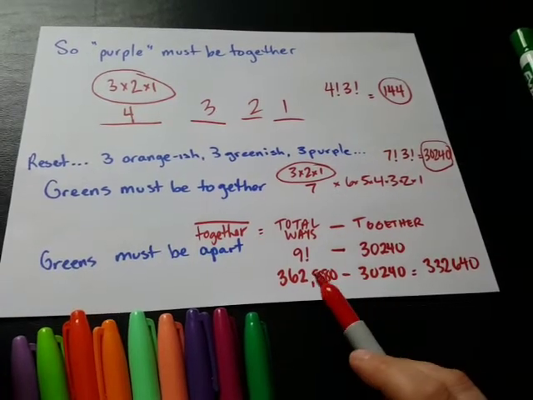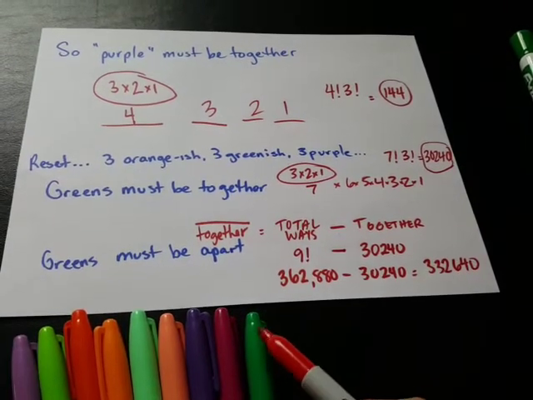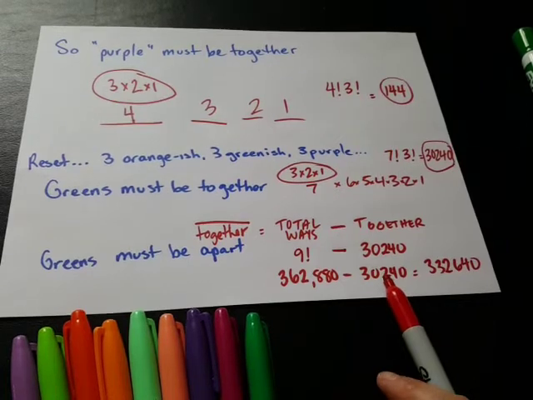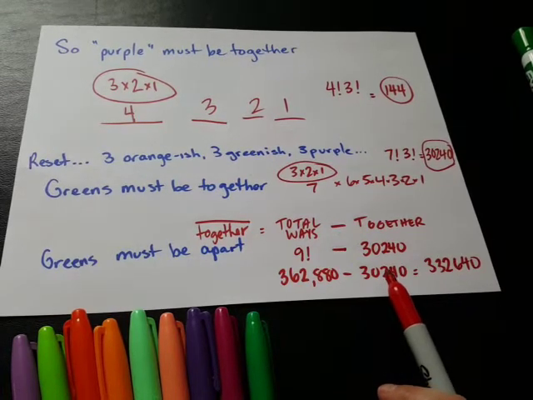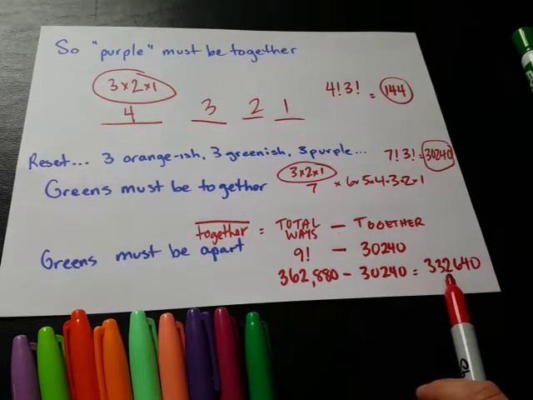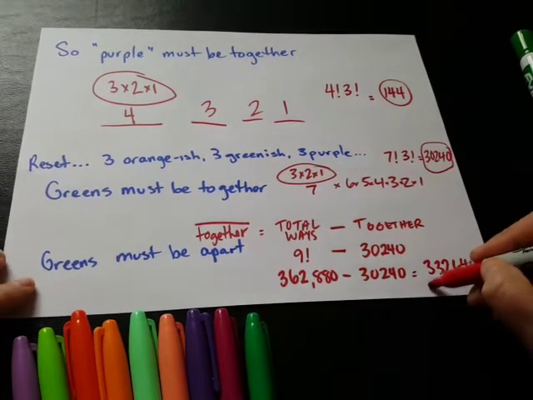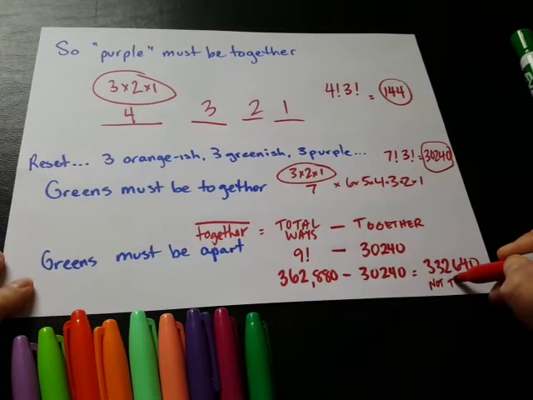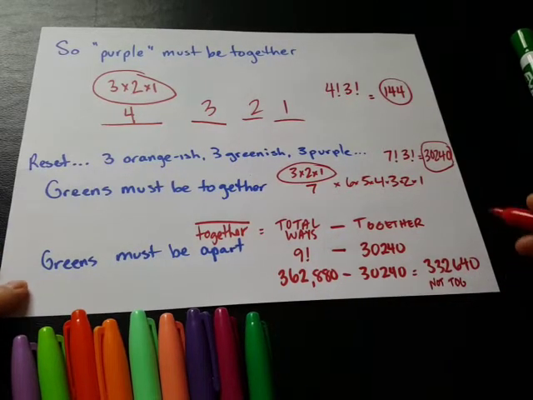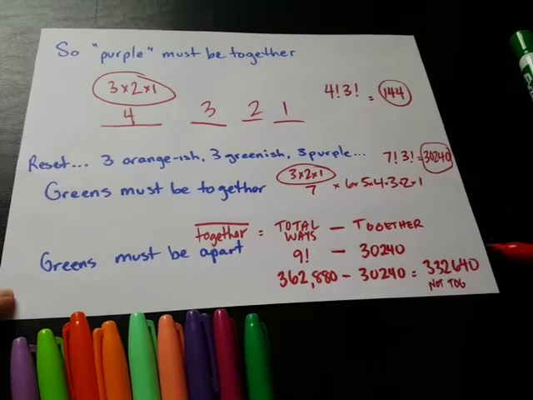So what we have here is we have all the ways that we could arrange the 9, subtracting off the ways where the greens are together. And what that leaves us with are the ways that they are not together, or basically apart. Tricky stuff. Devil's in the details, so make sure you're looking for those keywords.